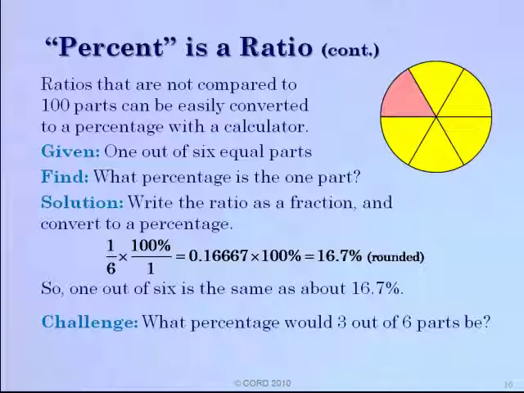Now, what would the percentage be for 3 out of 6 parts? Can you think through that? Well, without actually showing it on the screen here, I bet you already know that 3 out of 6 is going to be a ratio of 0.5 times 100%, which is 50%. Good for you.